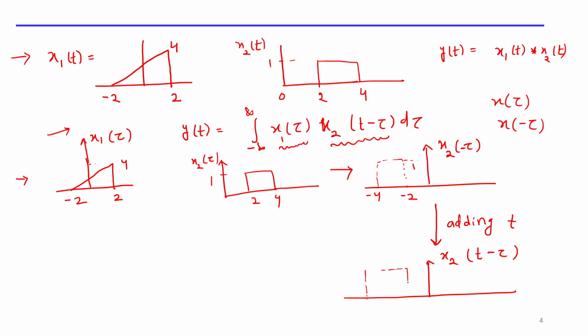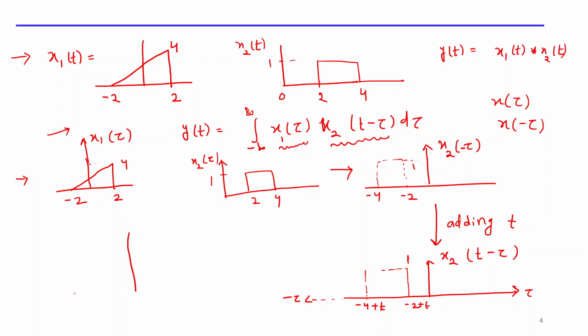Now the signal will be -4, -2, height is 1, but you are adding t everywhere. This axis is now the tau axis, the positive tau axis, but you are adding a variable t. So at every point you add that variable. Now you have x1 of tau multiplied with x2 of t minus tau. When there is multiplication, the common portion comes into the picture.